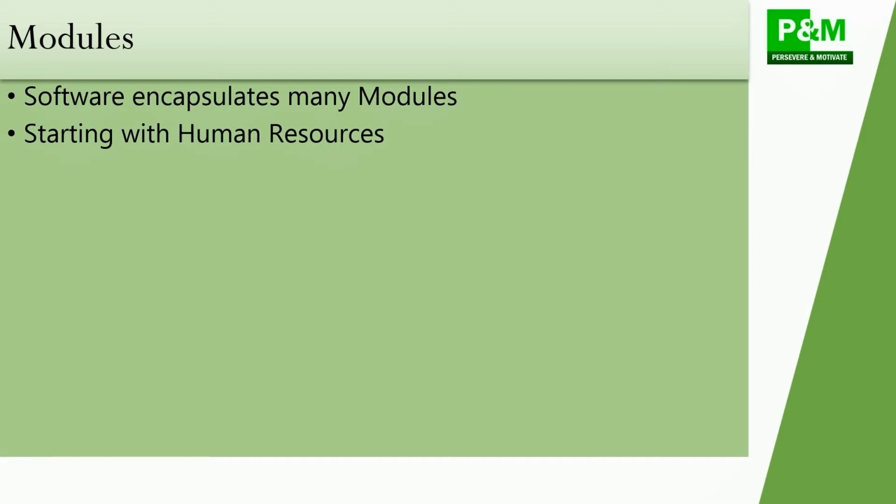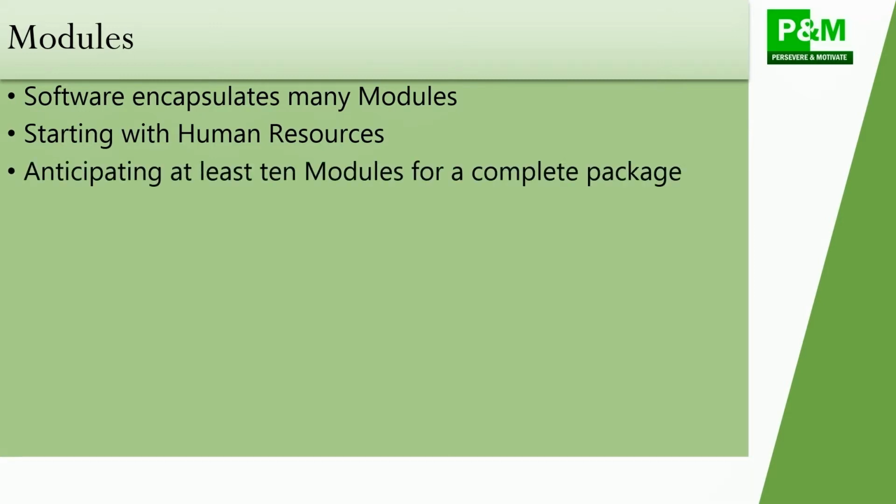Most businesses, once they get off the ground with their niche idea, will begin by recruiting people. Of course, this may not necessarily be suitable for all business types. However, with this module even established companies may find benefit, especially with regards to auditing, which we will discuss later. We anticipate that at least 10 modules will be built to form the complete software package that is Persevere and Motivate. This will include everything from managing people, projects, customers, finance, planning, orders and delivery, and more.